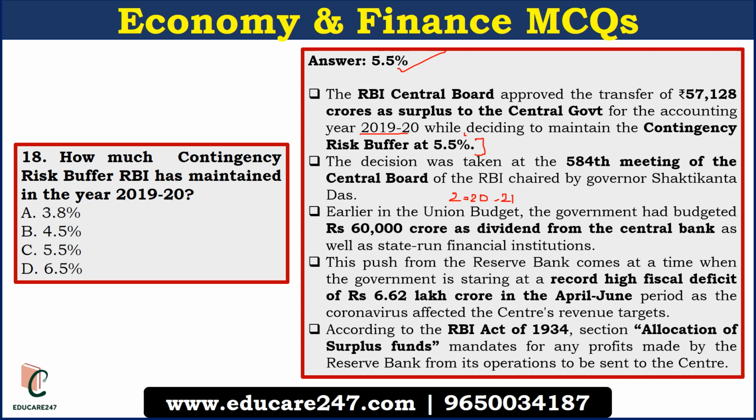This push from RBI has come at a time of crisis because the government is facing various fiscal deficit challenges. From April to June, the government recorded a fiscal deficit of 6.62 lakh crore. So this is a very necessary step. The power RBI has to transfer the surplus amount comes from the RBI Act 1934. So that is also a very important fact. Please keep all these points in your mind because this is very important for your upcoming examination.